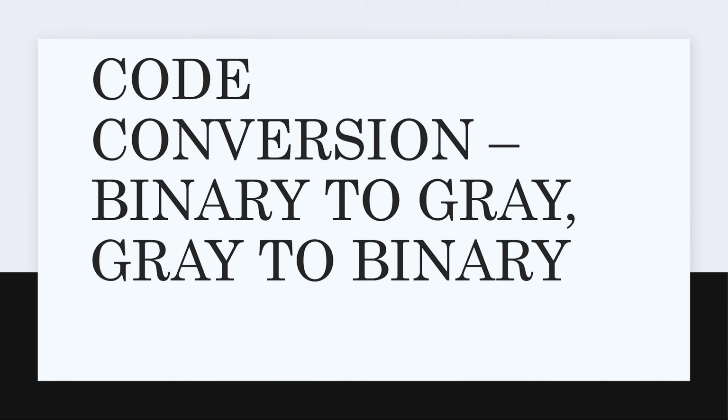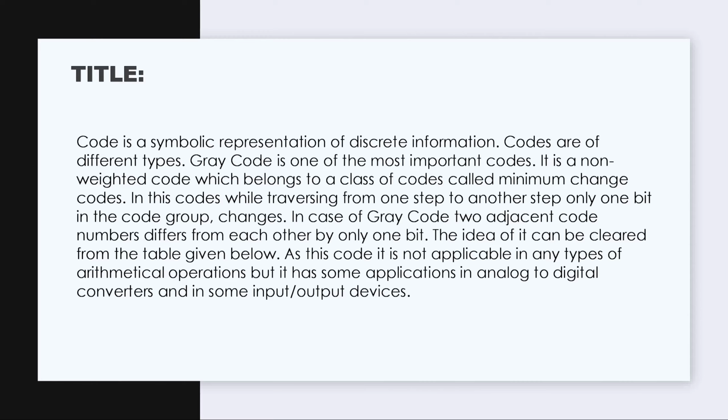Hello everyone, in this video we will see about code conversion. There are two types of code conversion. One is binary to gray and the other one is gray to binary. First of all, we will see what is a code. A code is a symbolic representation of discrete information. Codes are of different types. Gray code is one of the most important codes.